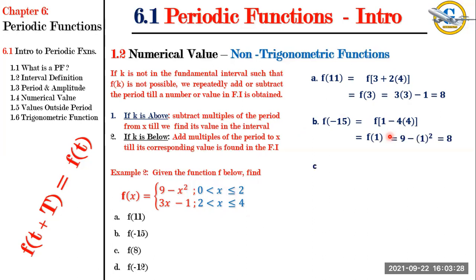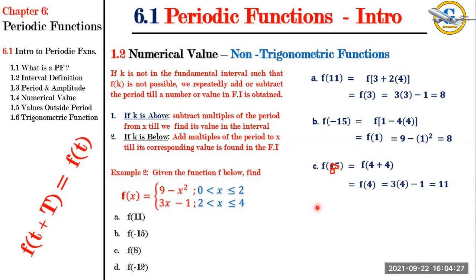Now let's look at f of 8. Let me take f of 8. There's an adjustment here. So we take this as f of 4. So f of 8 is the same as f of 4 plus 4. f of 8 is above, so we subtract the period once. When we subtract this period, 8 minus 4 is 4, right? And 4 is found in this interval. So we stop. In this case, we have subtracted the period just once. So this will give us f of 4, which is equal to 3 times 4 minus 1, which is 11.